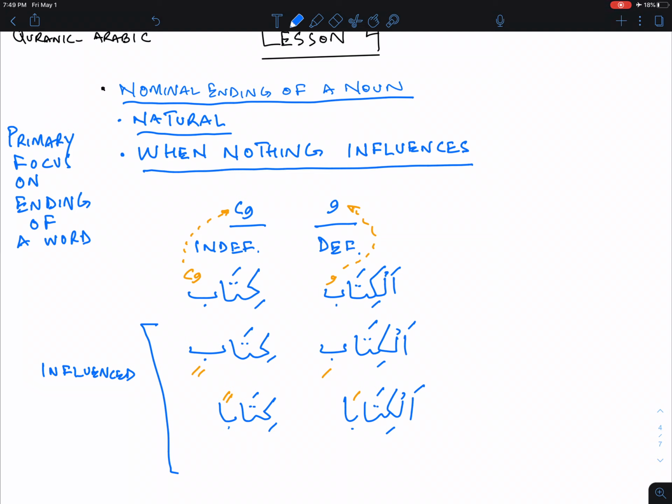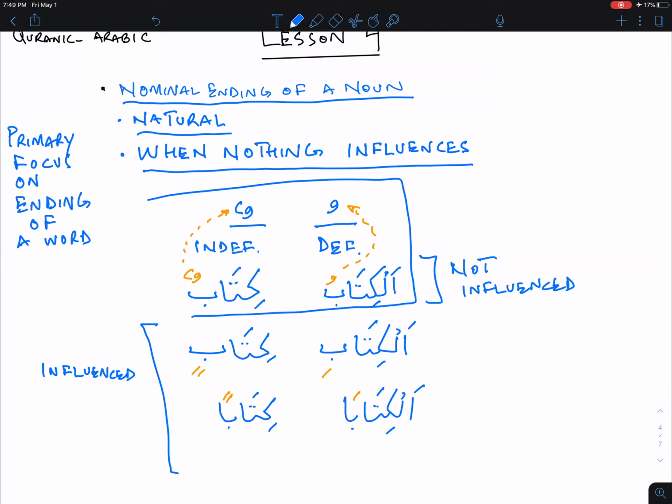But absorb this for the time being: in the most natural state, the first case here, is when it's not influenced by another word before it. Then it's coming in this most natural state. And this is the most natural state that we're talking about, okay? And then when it's influenced, it can change, because these are declinable words. They can change, and those changes will mean something. And inshallah, you will come to know.